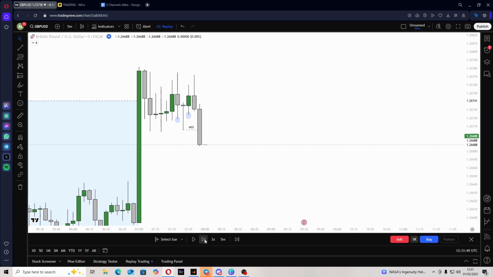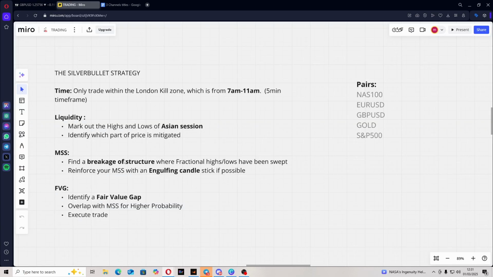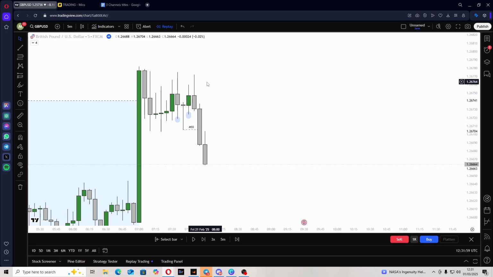After this, play price forward again so we can get the fair value gap entry, and now it's so easy what we need to do from here on out. We need to identify a fair value gap, and we need to overlap this with a market structure shift for a higher probability and execute the trade. And you can see the market structure shift already here is overlapping with this gap that we have, and now all we need to do is mark out the fair value gap.